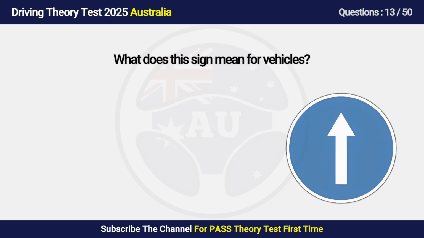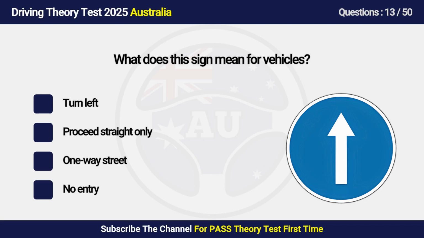Question 13. What does this sign mean for vehicles? A. Turn left. B. Proceed straight only. C. One-way street. D. No entry.